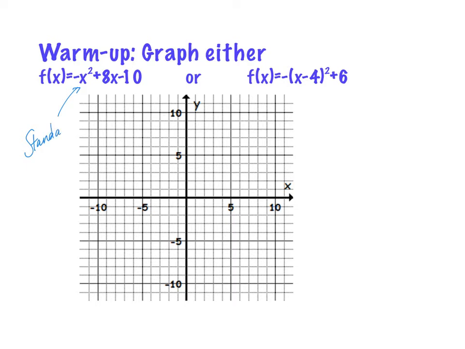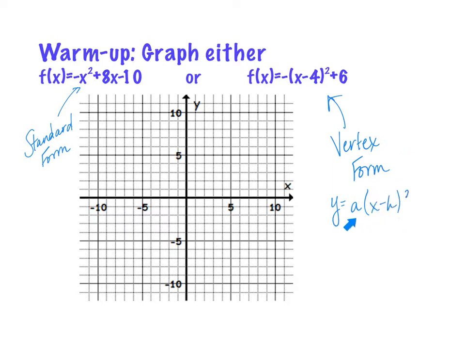I'm going to speed that up a little bit. This is in that ax squared plus bx plus c. And over here we have a vertex form equation. This is in a times x minus h squared plus k. So that brings us down to our vertex form, which we learned last class, and we've learned before.